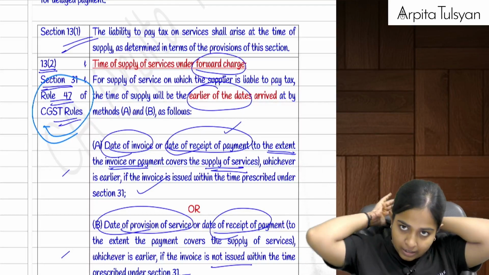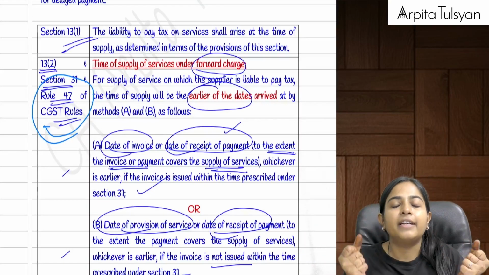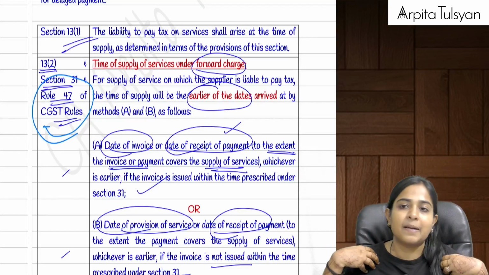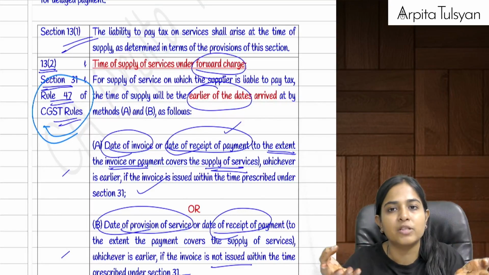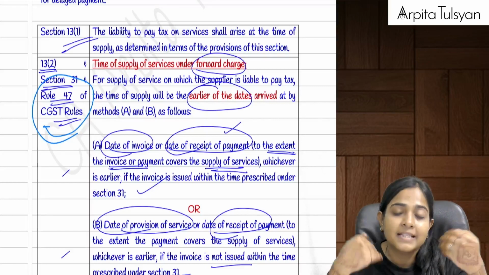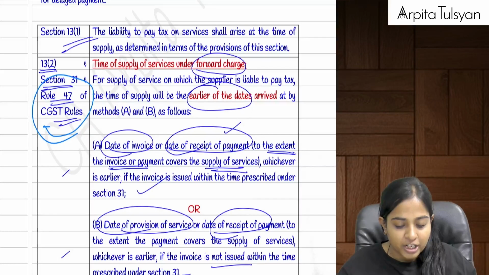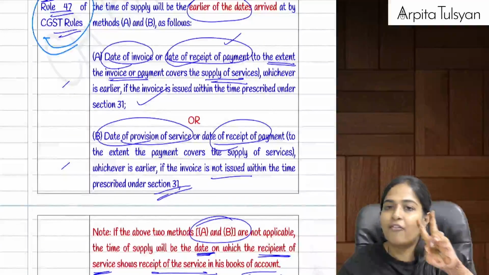Okay, now let's recollect everyone here. Time of supply under services given under forward charge, that is, I am the supplier, you are the recipient. I am providing you some service, I am going to collect the money plus the tax from you, and I am going to pay the tax to the government. Normal forward charge. In such case we have got 2 dates.